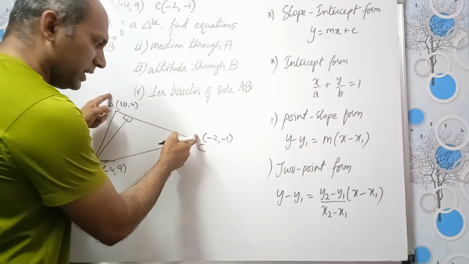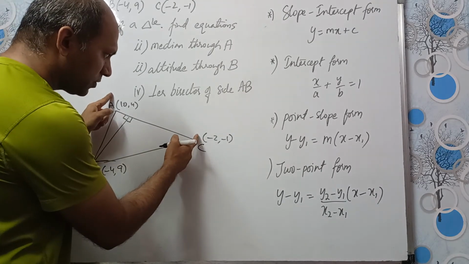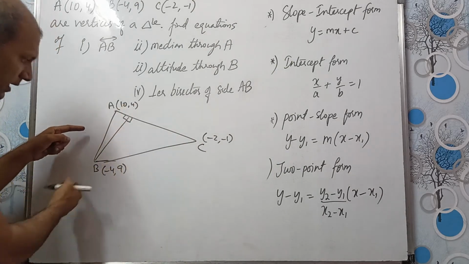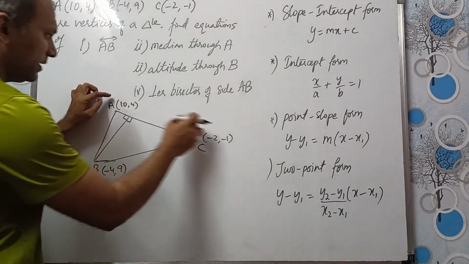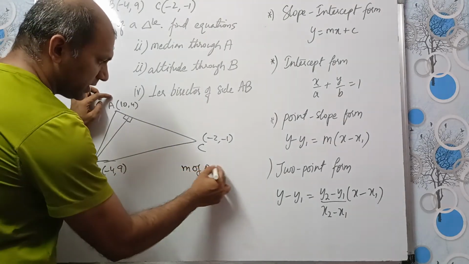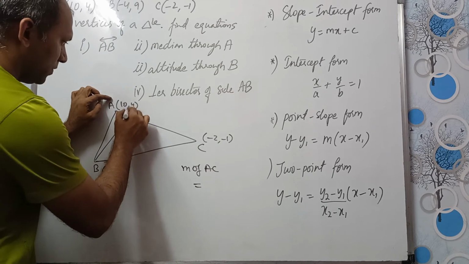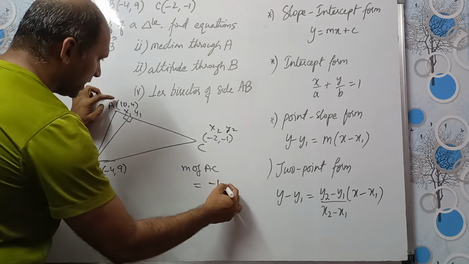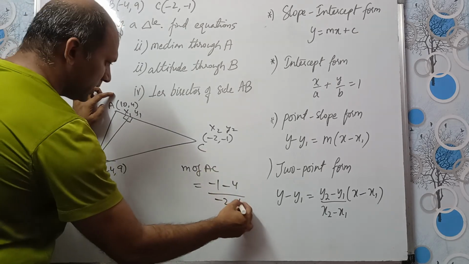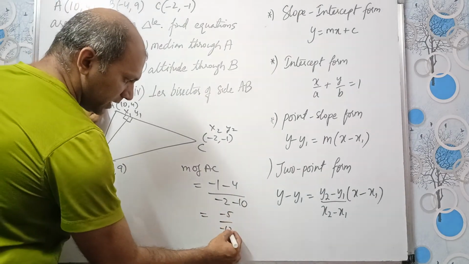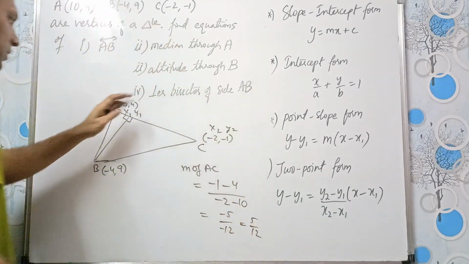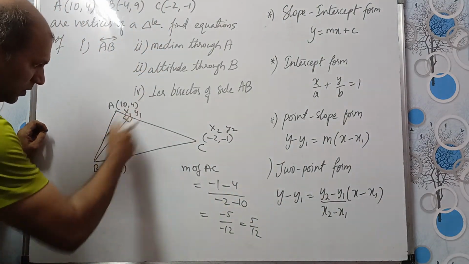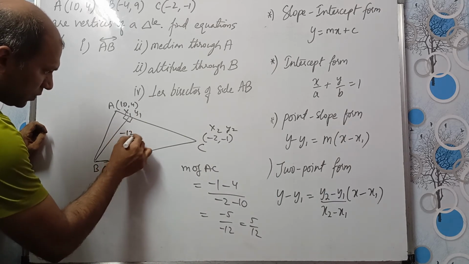Can we find the slope of AC? Yes. After finding the slope of AC, we can find the slope of this line, because AC and this line are perpendicular to each other, right? So let us find the slope. Slope m of AC is y2 minus y1, if you take this as x1 y1, this as x2 y2, so that is minus 1 minus 4 divided by x2 minus x1. So this is minus 5 by minus 12, it will be 5 by 12. We know the slope of a perpendicular will be the reciprocal with a minus sign, right? So slope of this perpendicular will be equal to minus 12 by 5.